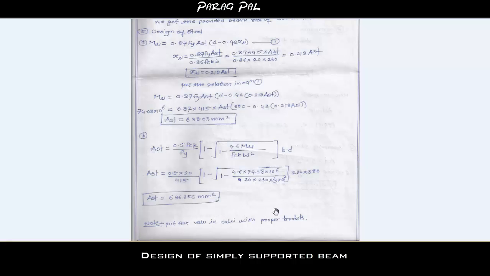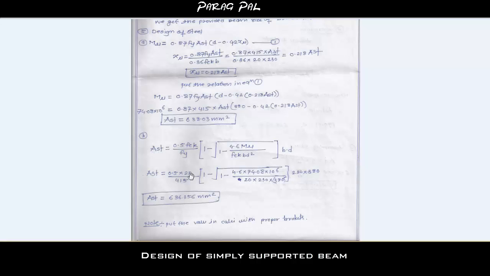Because this is a very long relation with Ast, we have to provide all the brackets very properly to get the exact value. Now we get these two values, 638 and 636.536. After that we need to calculate the minimum Ast and maximum Ast. Why have I determined these two values?